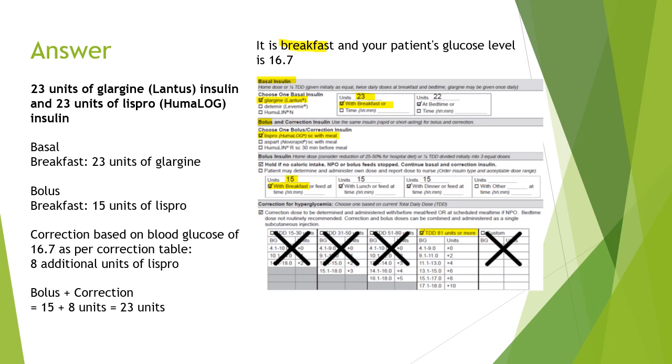With the blood glucose of 16.7, 16.7 falls within that correction box of 15.1 to 17, which means we're adding 8 units of insulin to the bolus dose. The one thing to remember is that with bolus and correction insulin, it indicates that you're using the same insulin for the bolus and correction, which means that the correction dose of insulin is also the Lispro. So that'll give you the answer of 23 units of glargine as the basal insulin and a total of 23 units of Lispro insulin. That includes the bolus of 15 and a correction of 8, so that makes the 23.